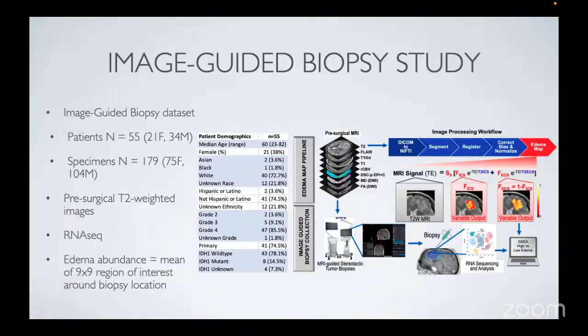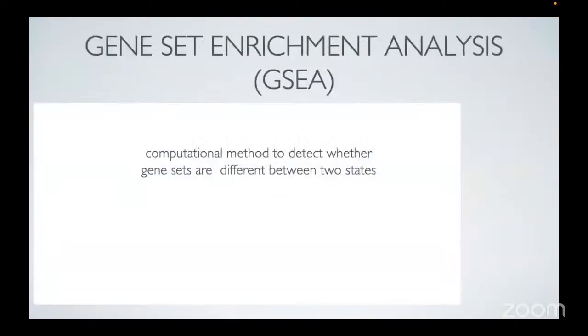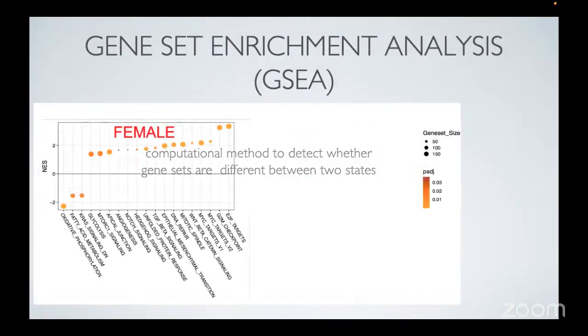And in this case, the edema abundance is the mean of a region that's about 9 by 9 around that central biopsy location. So we perform gene set enrichment analysis, which is basically just a computational method to detect whether gene sets are different between two different states. And so our states that we're looking at are low and high edema in both male and female populations.